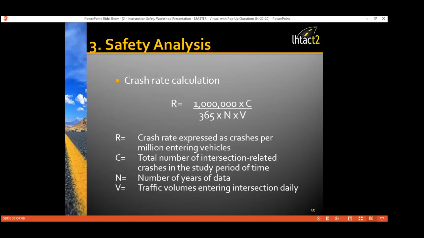N is the number of years of data. 3 is okay to use, 5 is better. If you want to use 7, that might be okay. And V equals the traffic volumes entering the intersection daily. So that's a daily count of the vehicles over a period of time, and it can be an average count.